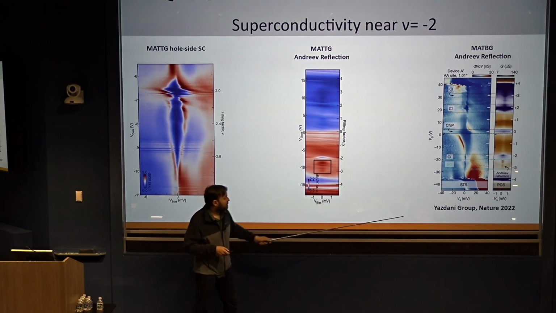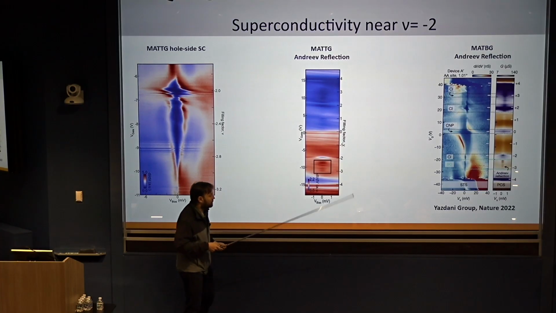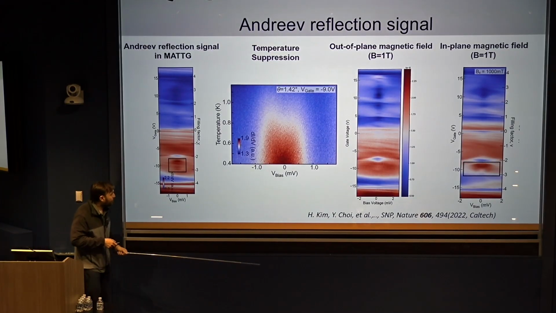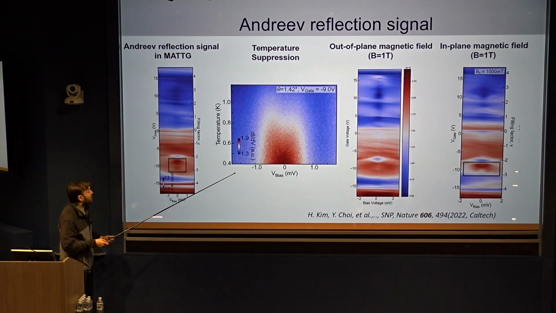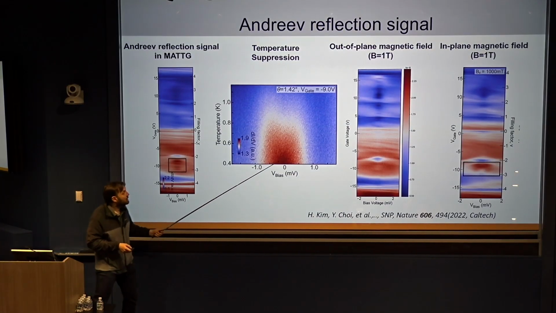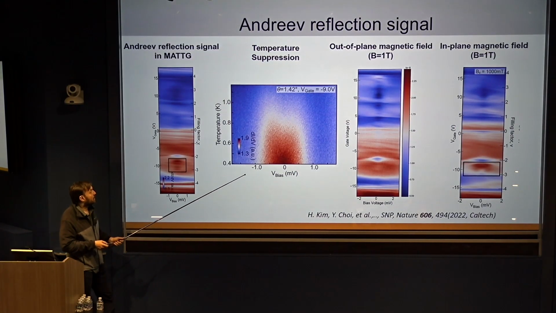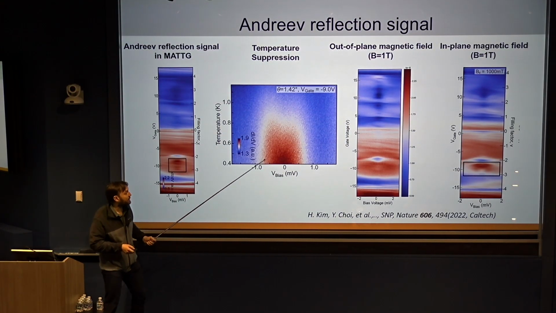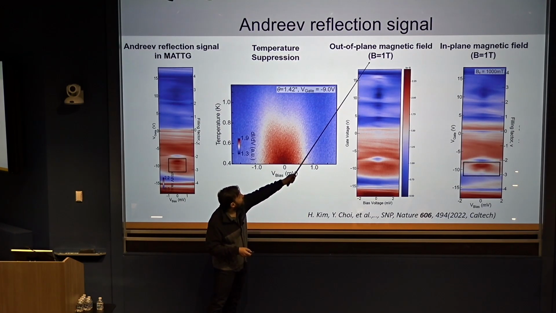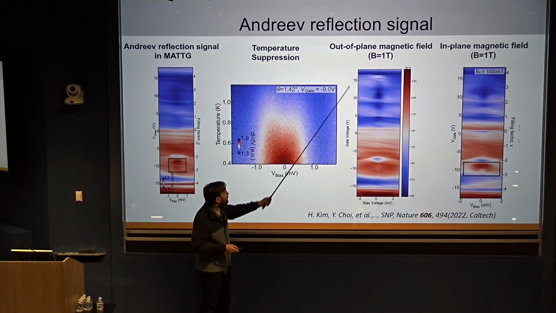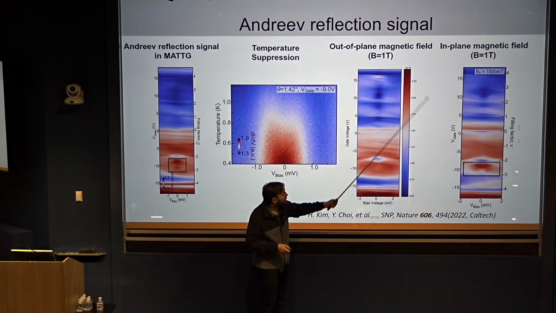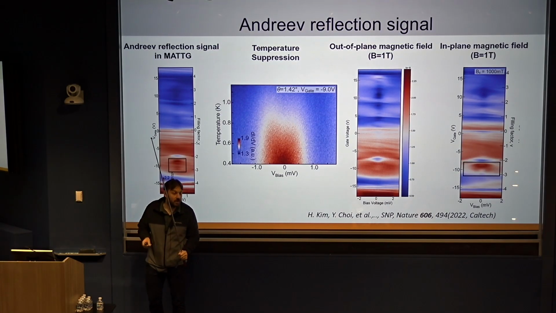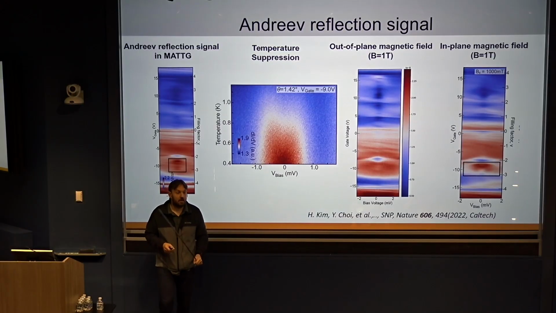And this was also seen by Ali's group in TPG roughly at the same time. You can actually do more controlled experiments. You can raise the temperature and see how this peak disappears. It disappears at something below 1 Kelvin, which is expected. You can apply an out-of-plane magnetic field, and you suppress it at 1 Tesla. If you apply an in-plane magnetic field, it stays. And this is all consistent with what you expect from superconductivity, and it's consistent with all the data around. Yes?